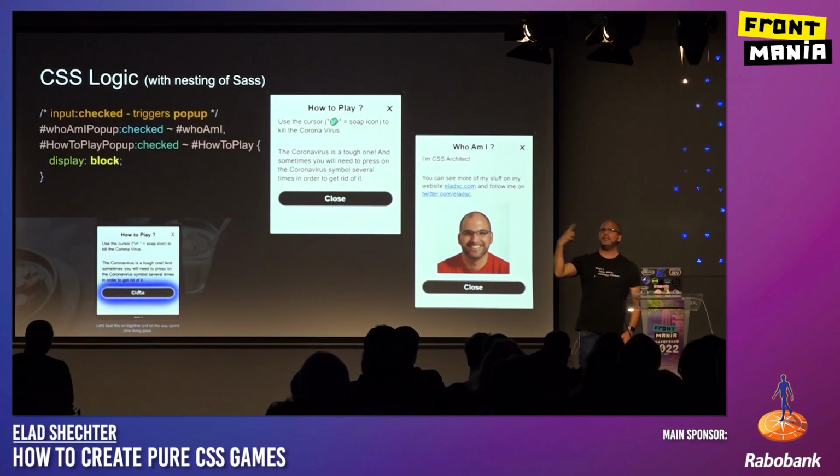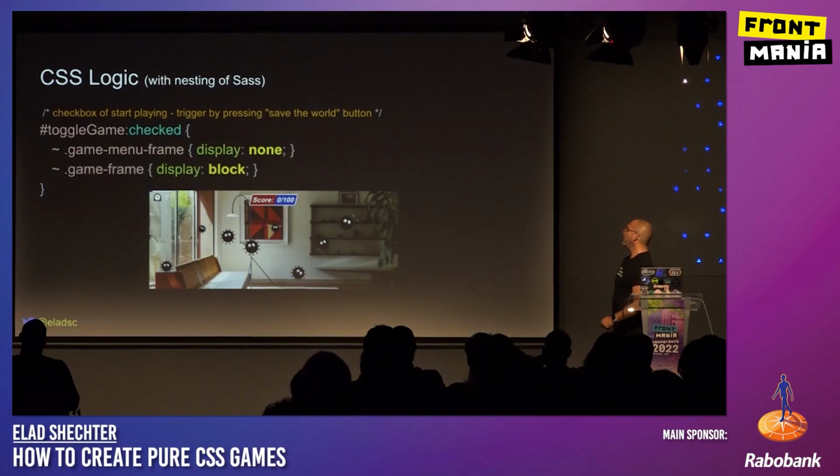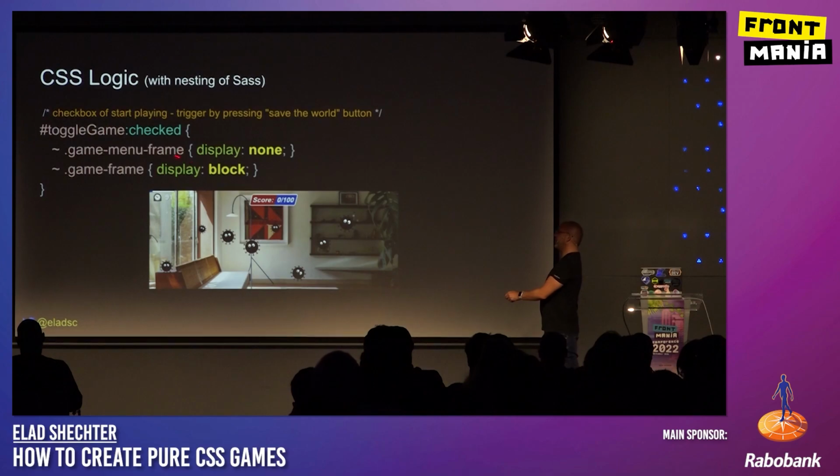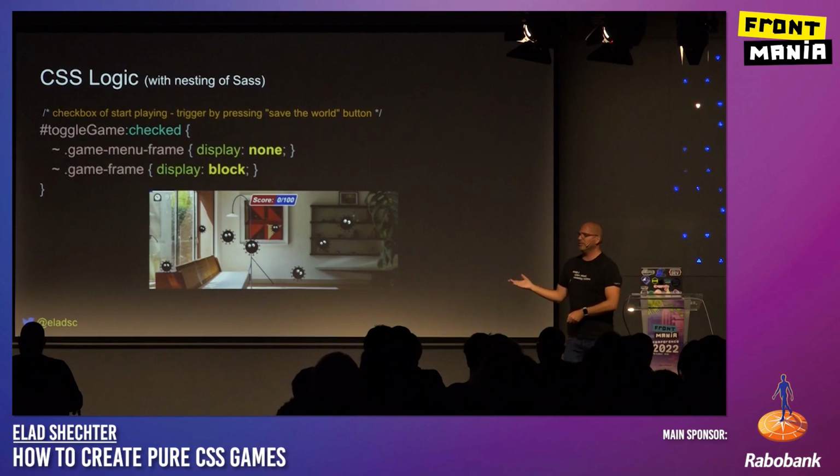And again, it's really the same idea when you think about it. When the checkbox that has the ID name of Toggle Game is checked, please first go to the sibling element with the class of game menu frame and give it display none. After that, go to another sibling element with the class of game frame and give it display block. In this way, technically, you can do as many operations as you want with one status of one checkbox. This way of writing is, of course, done with Sass. It's compiled to two separate CSS selectors, but it's a lot more readable to write it with Sass.